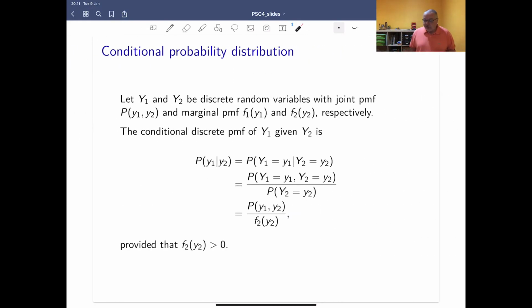We could also get a conditional probability distribution. We can say, what's the probability that y1 equals some value given you know y2? So what's that relationship between them? Well, we want the probability that y1 equals y1 given y2 equals y2. So we're going to think about all possible combinations. But by the conditioning rule, we can write that as the joint probability mass function divided by the marginal probability mass function.